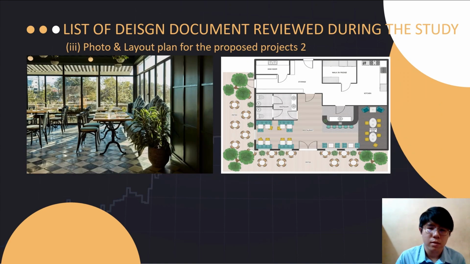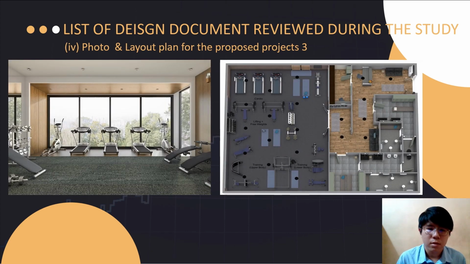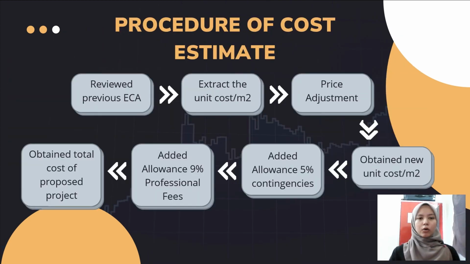And this is the photo and layout plan for proposed project 2, which is the cafeteria. And this is the photo and layout plan for proposed project 3, which is the single-story dry gym. Now I will explain the procedure of cost estimate for proposed projects 1, 2 and 3.